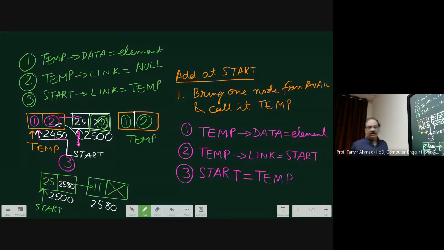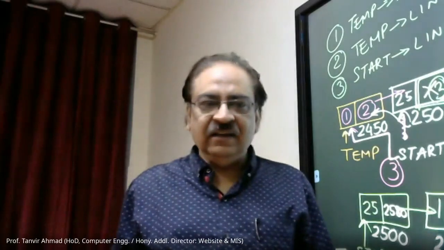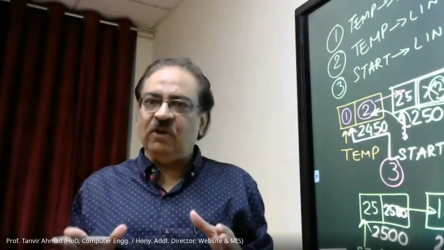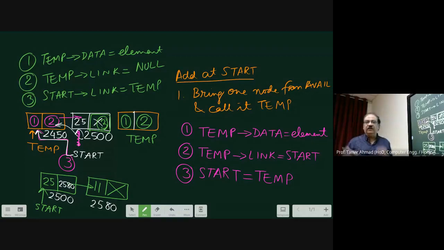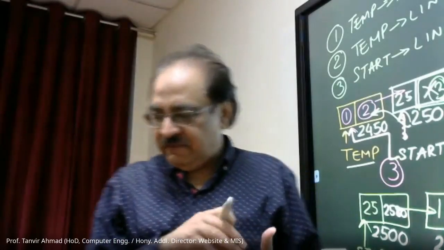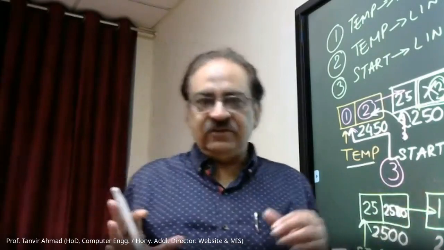It will contain in a start. Now, what is the value of a start? 2500. What is the value of temp? 2580. But once I have connected that, now temp is not required because temp is only required when you bring that node from avail and then you connect it. Once you connect, temp is not needed because you already connected with the start. Now, therefore, you find that this is also called temp, this is also called temp, and all those nodes which I am going to bring from avail, I will be calling temp only, because that is a temporary node. I only require that once I am going to connect the linked list.